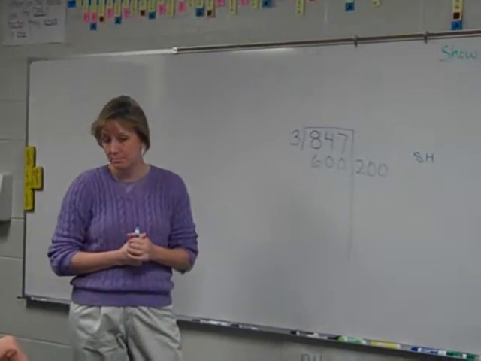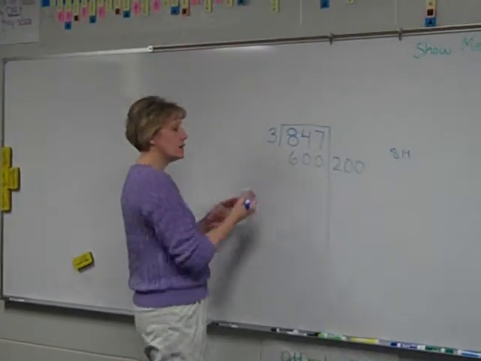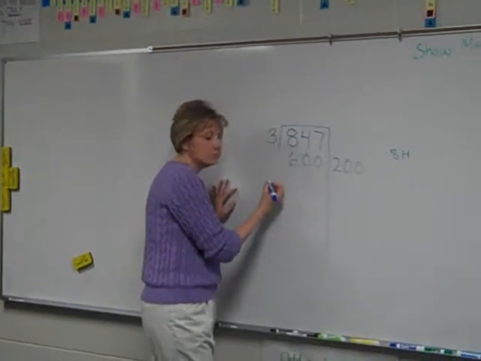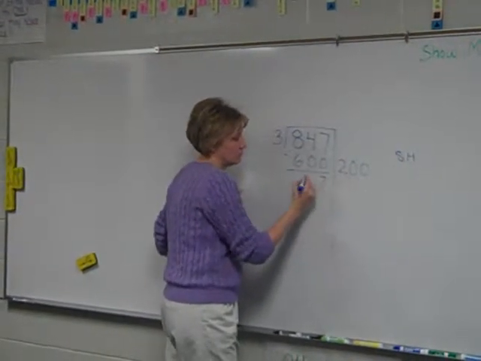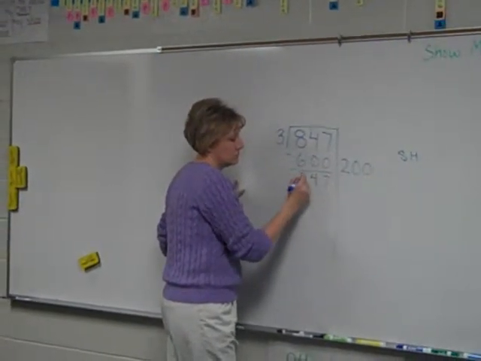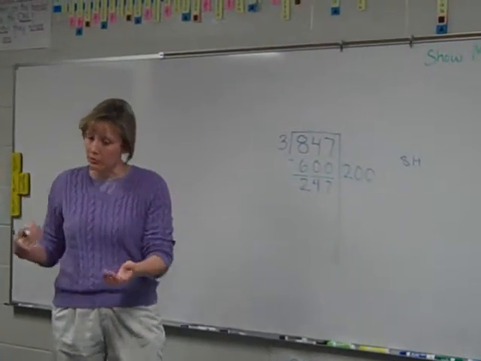You have 247. All right, and how did you get that? Because 7 minus 0 is 7, 4 minus 0 is 4, and 8 minus 6 is 2. We're going to take that 600 out, so that's subtraction, because if we're removing part of the group, it's subtraction.